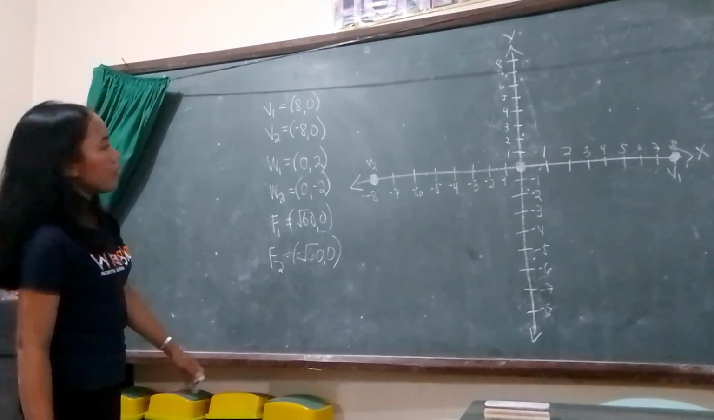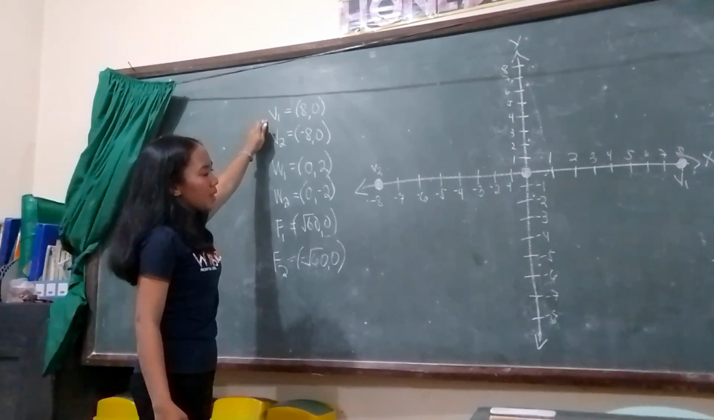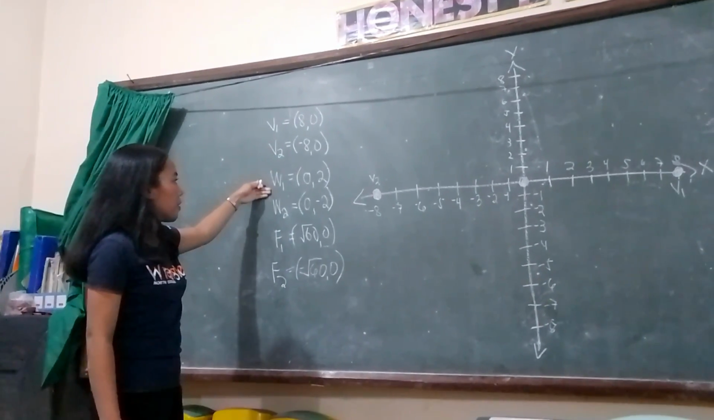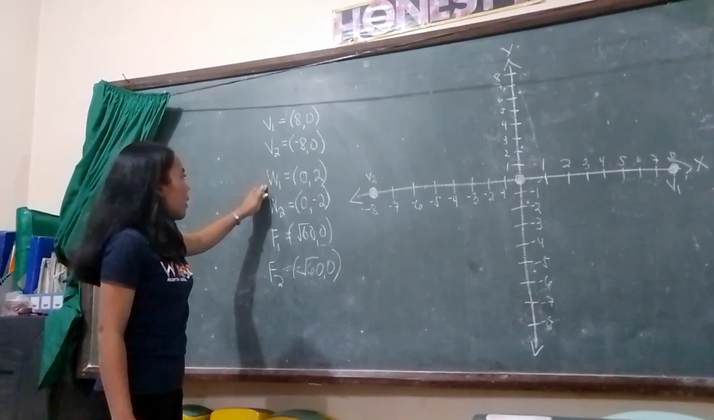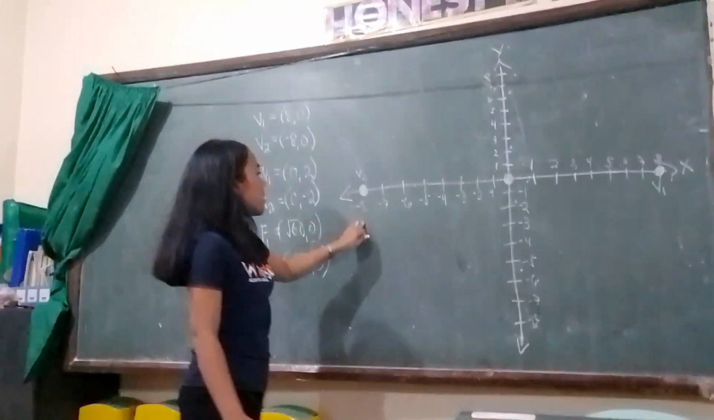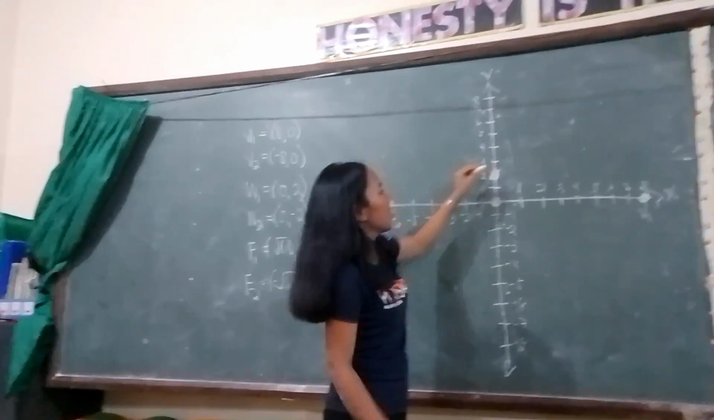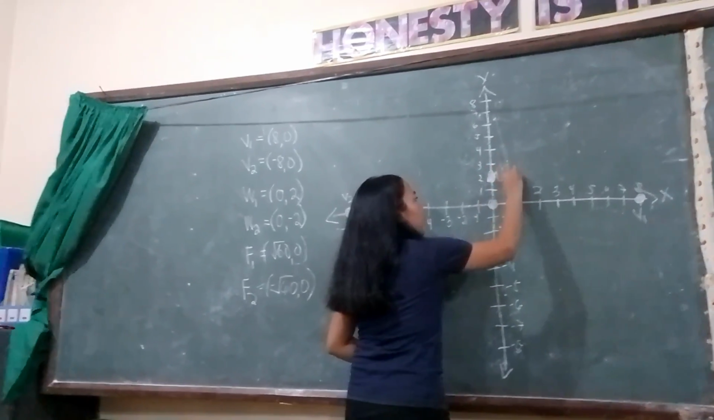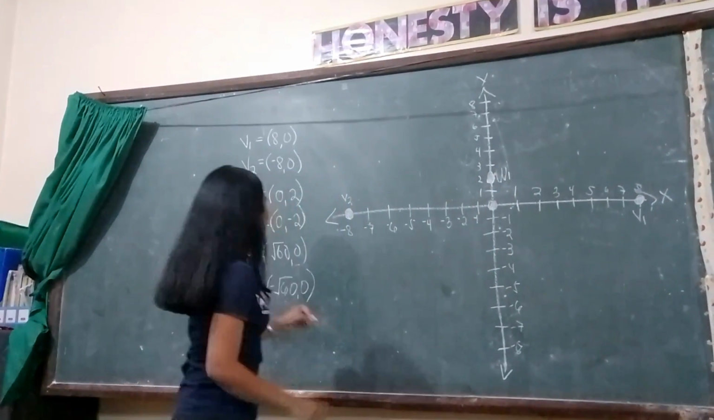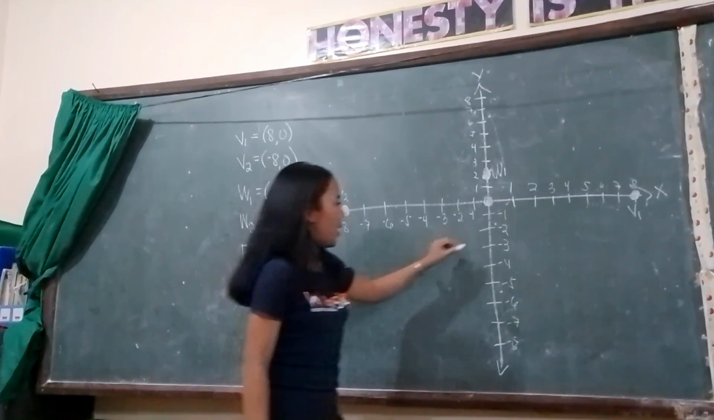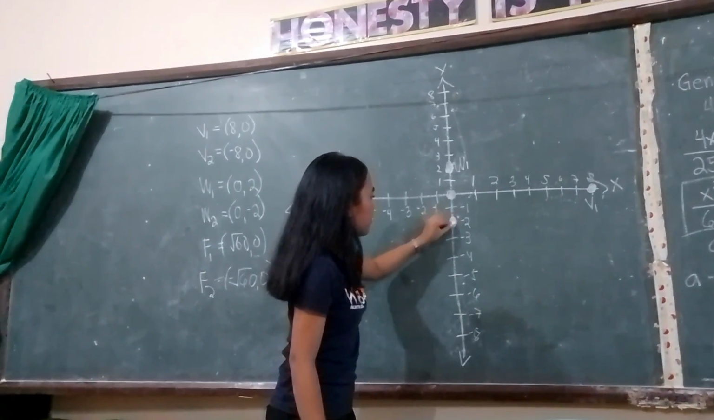Since we are done with plotting V sub 1 and V sub 2, let us proceed to our co-vertices, which is W sub 1, which is 0 and 2. So, here we go with our W sub 1. And for W sub 2, we have 0 and negative 2.